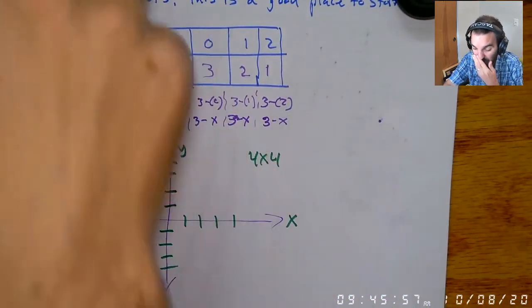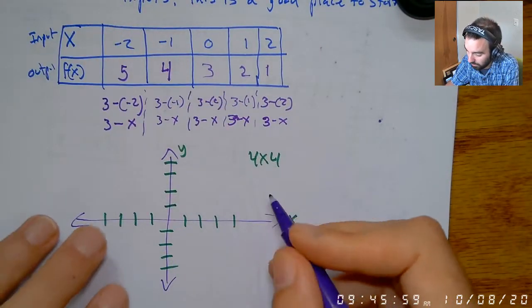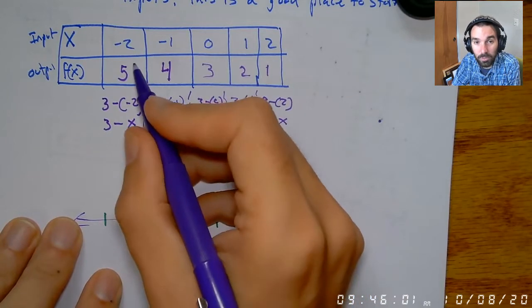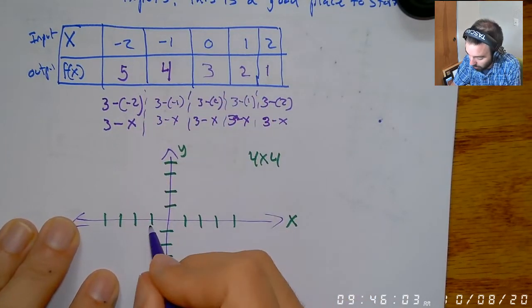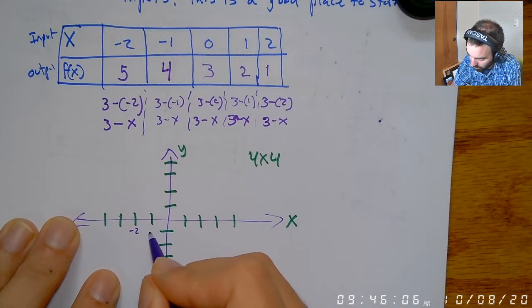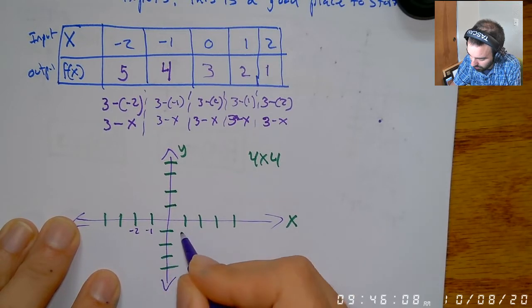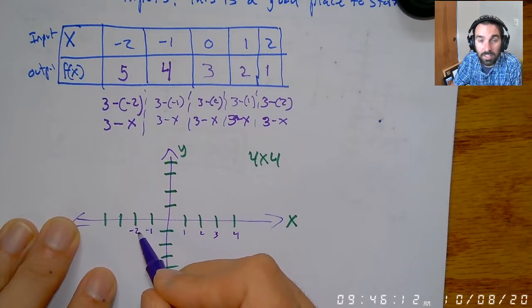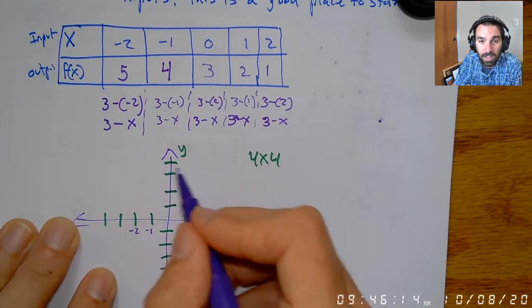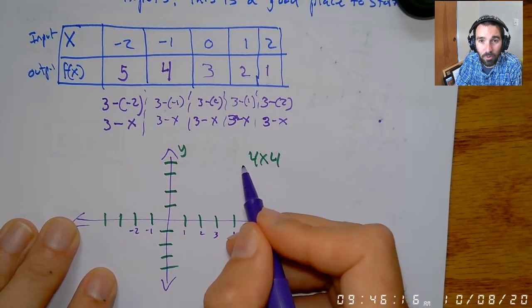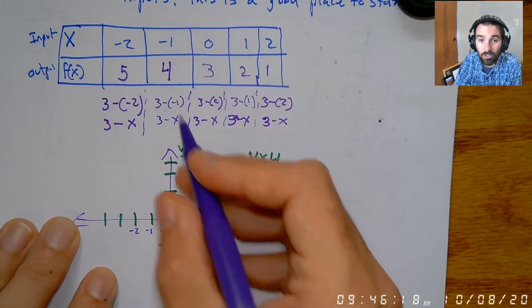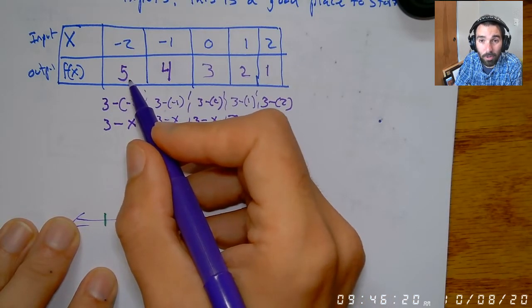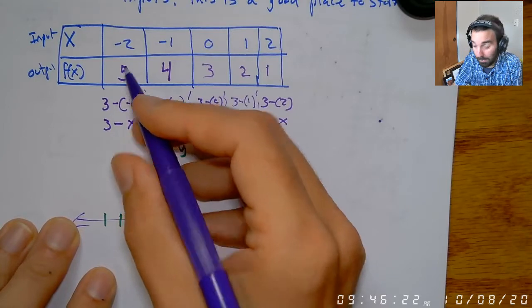So what I'm going to do now is plot these points. When I first look at this, -2, right? 1, 2. So this is -2. This is -1. This is 1, 2, 3, 4. Well, at -2, it's supposed to be an output of 5, but that doesn't fit on my 4x4, does it? So I need another point, don't I? I can't graph that point.